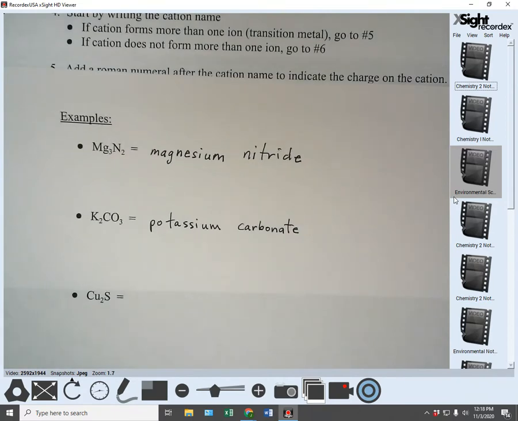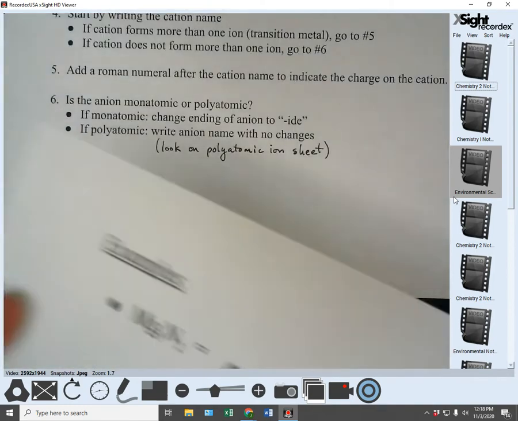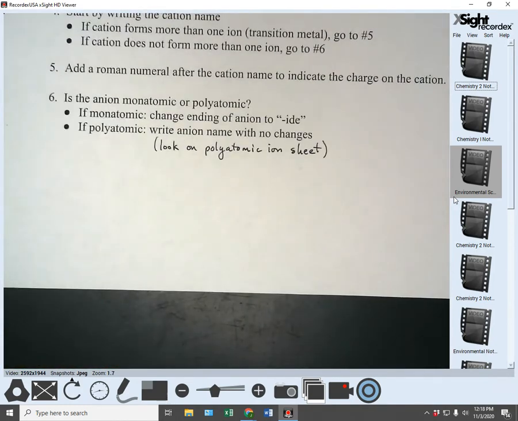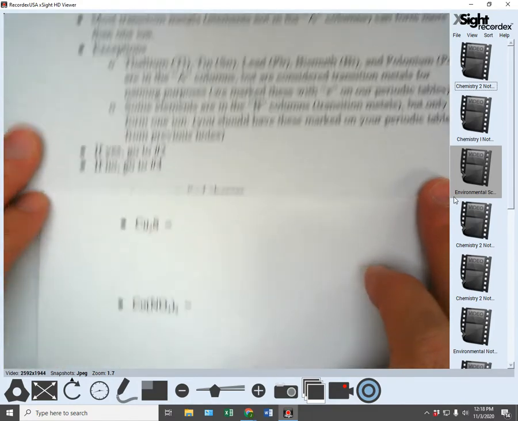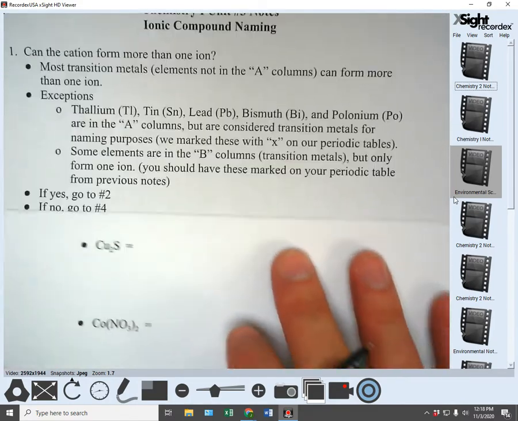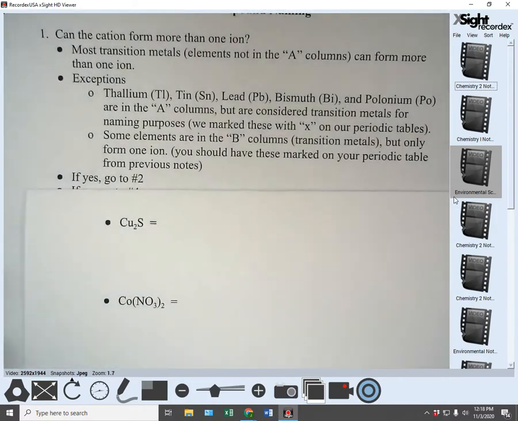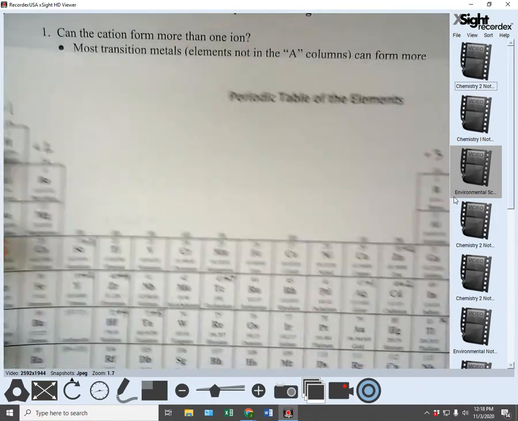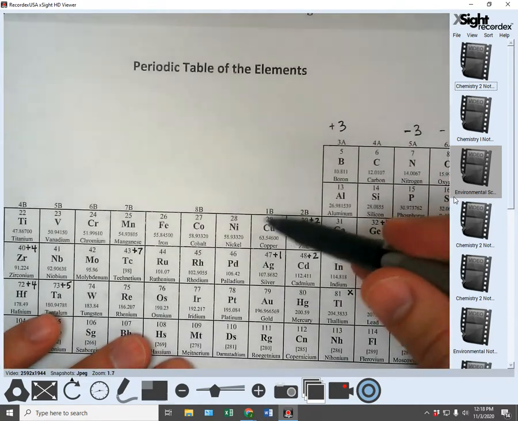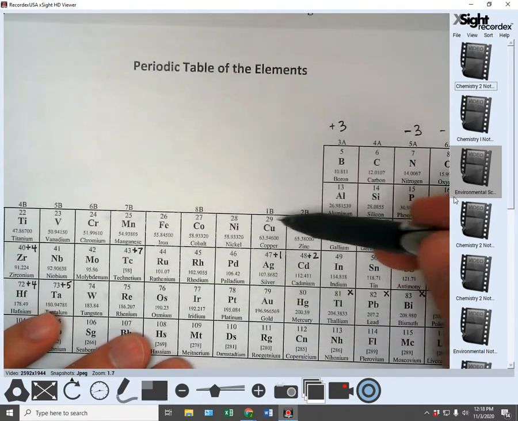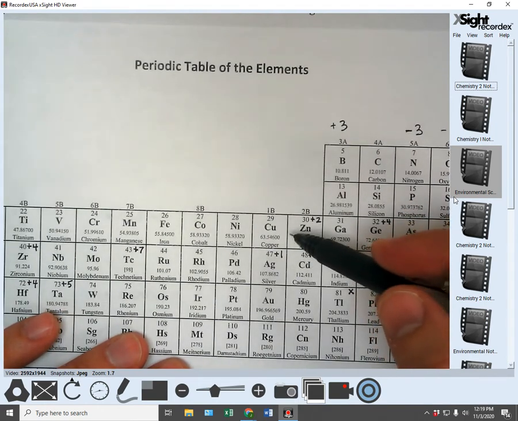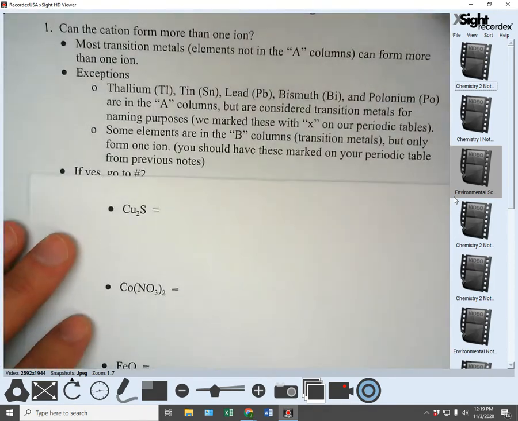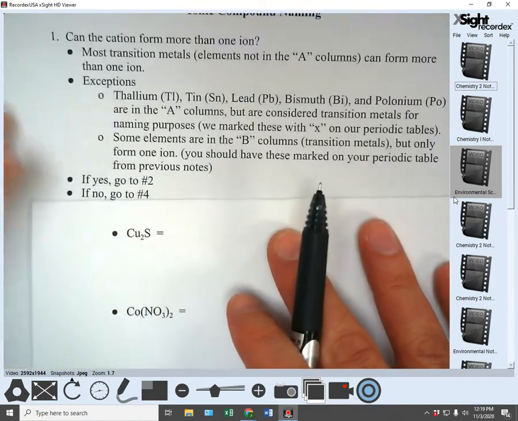All right, let's take a look at the next one. I'm going to fold this over so we can follow along on the notes here. We have Cu2S. Can that cation form more than one ion? Let's look. Cu is here. We do not know the charge. It's not in a column, and we haven't labeled it with a specific charge. That means yes, it does form more than one ion. So we go back here. The answer is yes.